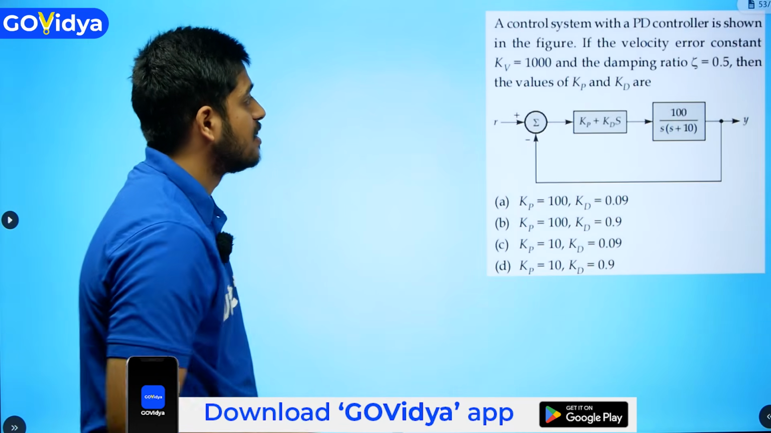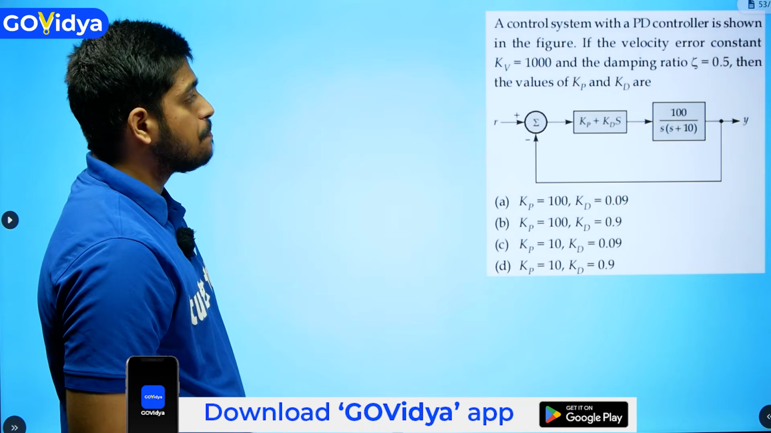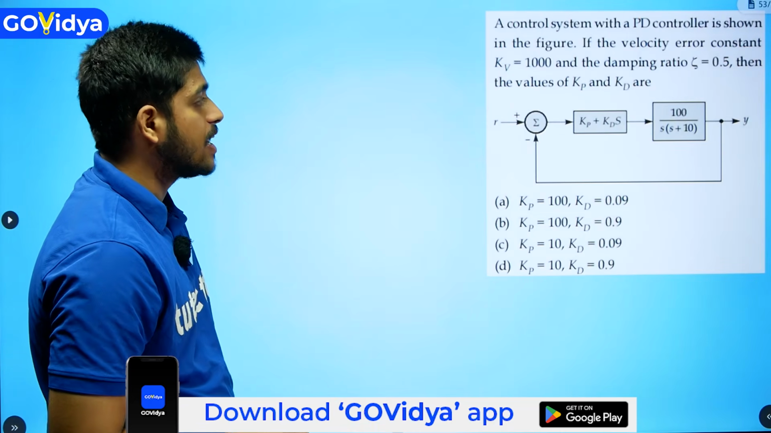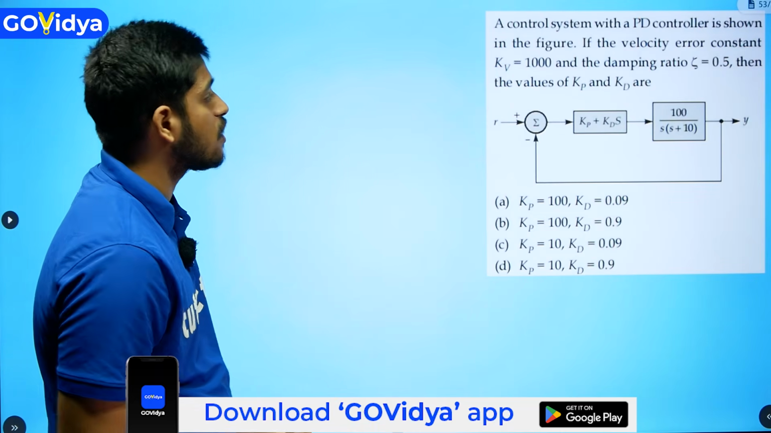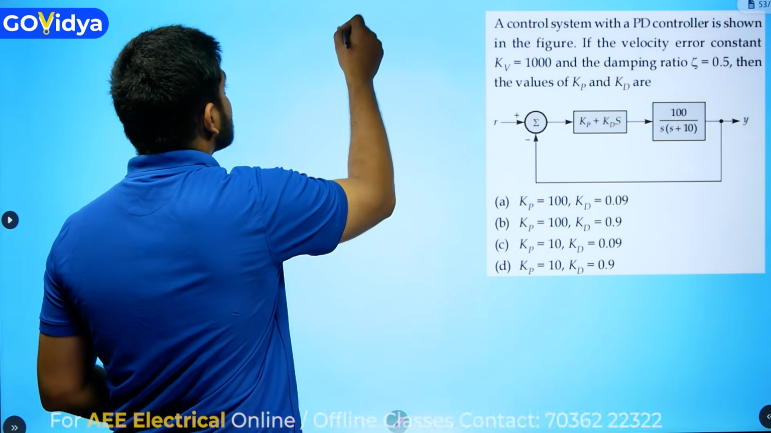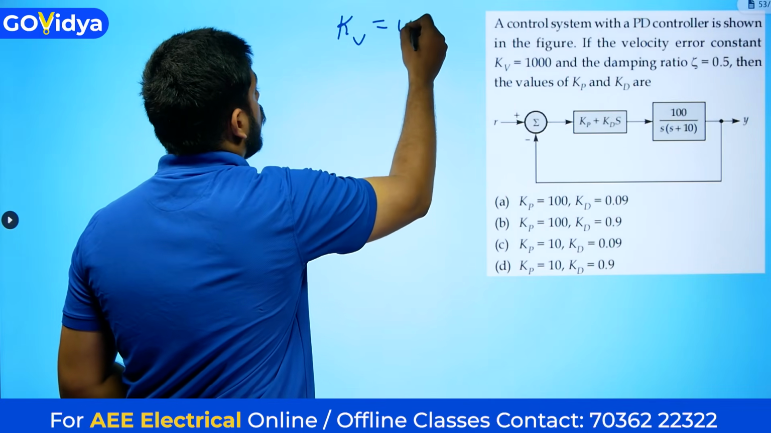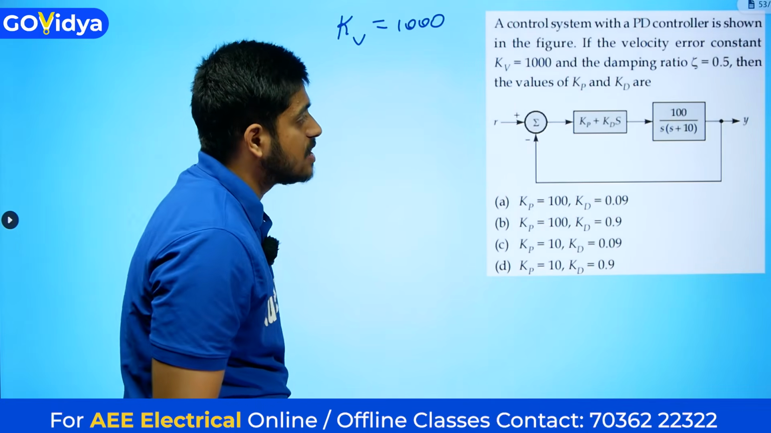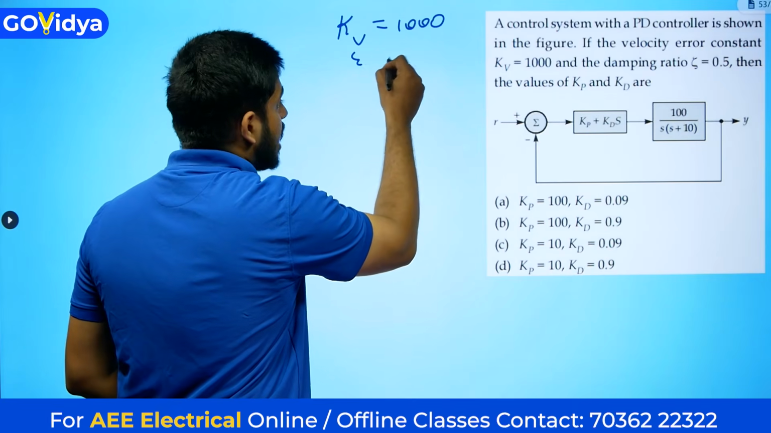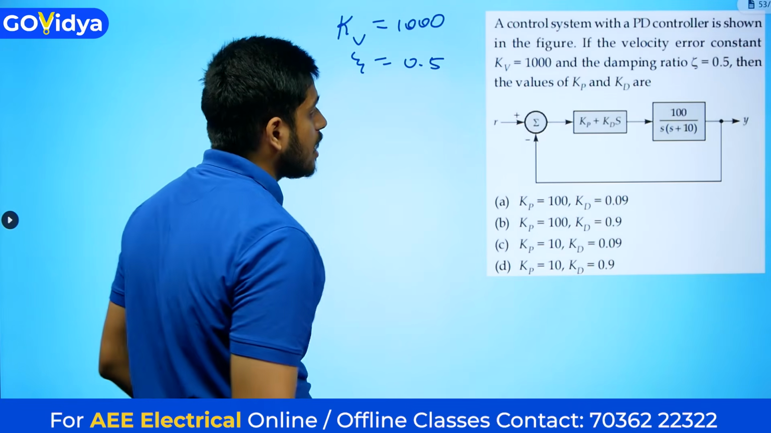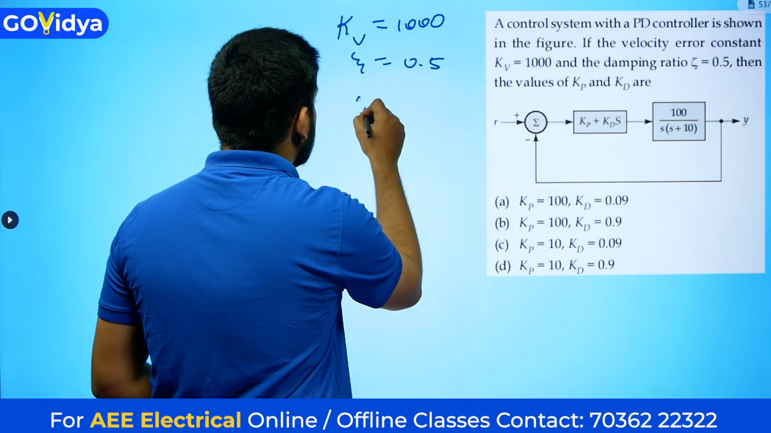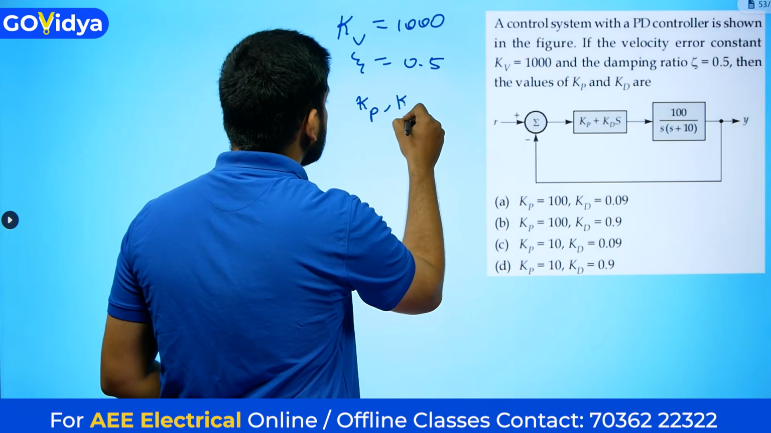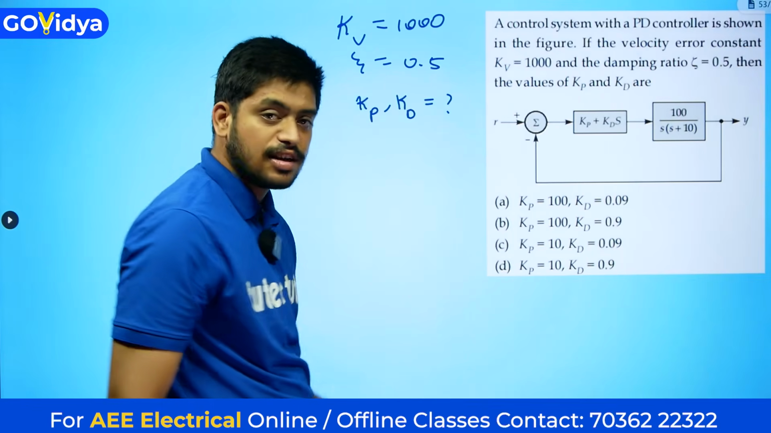Next question. A control system with a PD controller is given in the figure. The velocity error constant Kv, which is considered for the open loop system only, is 1000, and the damping ratio zeta is given as 0.5. We need the values of Kp and Kd. These are the things we are going to find.